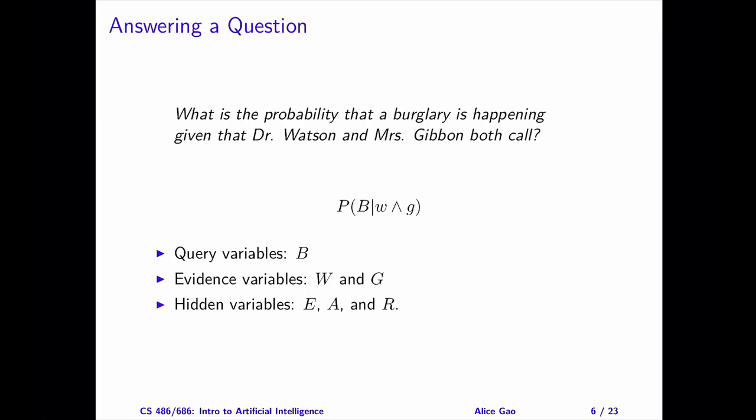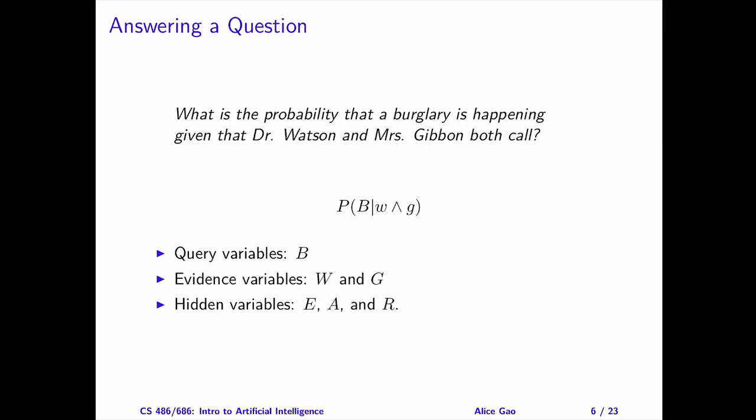Let's consider the Holmes Bayesian network again. Suppose that we want to answer this question. Given that Dr. Watson and Mrs. Gibbon both call Mr. Holmes, what is the probability that a burglary is happening? This seems like a question that Mr. Holmes would want to answer. To answer this question, we need to calculate the probability of burglary given that Watson and Gibbon are both true.